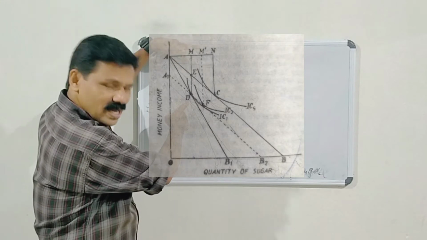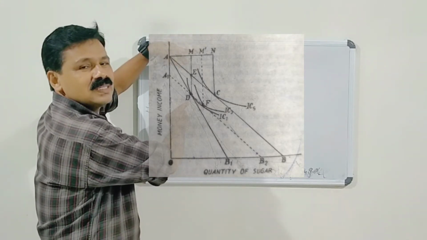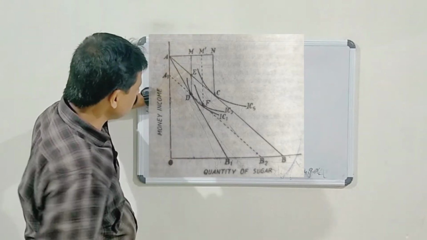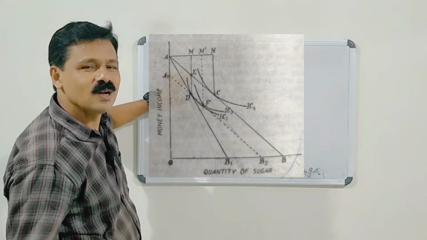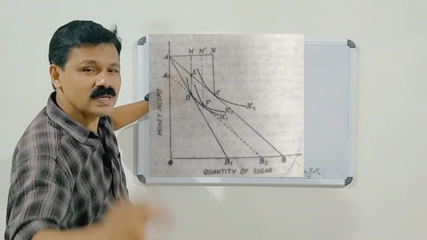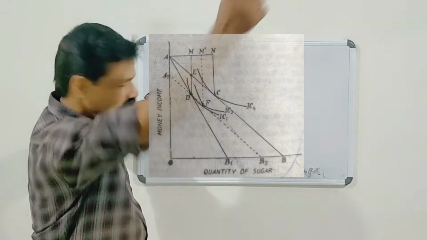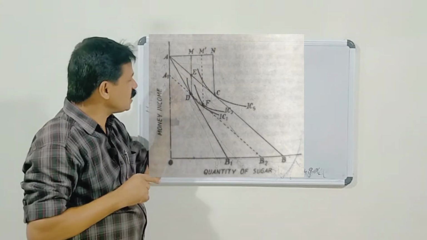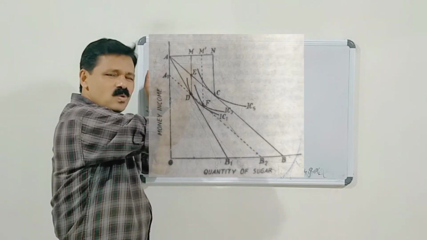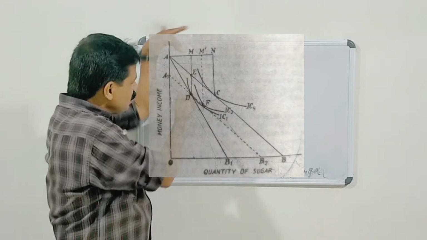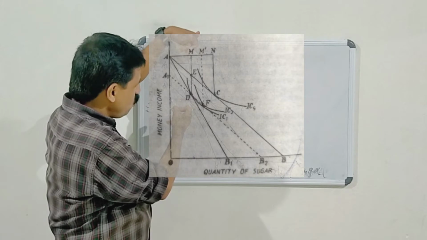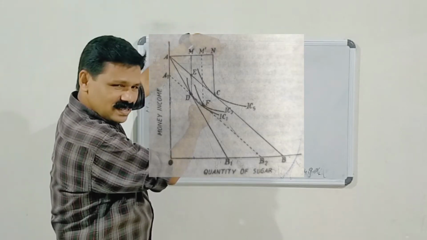Out of the MD amount which is spent by the consumer, ED, this much amount goes to the government in the form of indirect taxes or GST, right? And here the consumer can purchase only AM quantity of the commodity by spending the very same amount of money. MD is equal to MC, right?